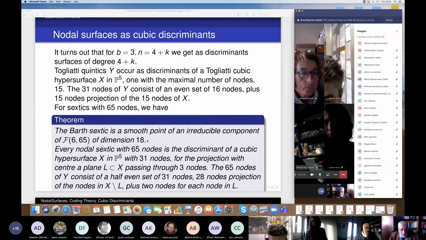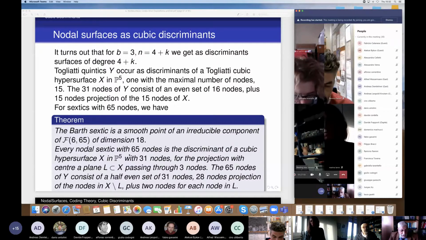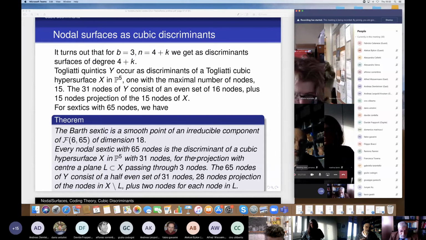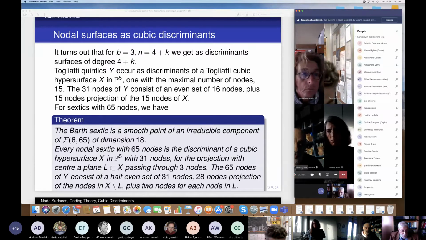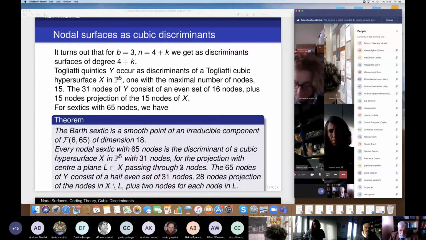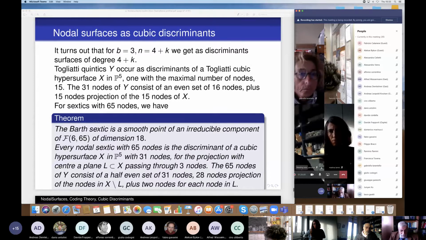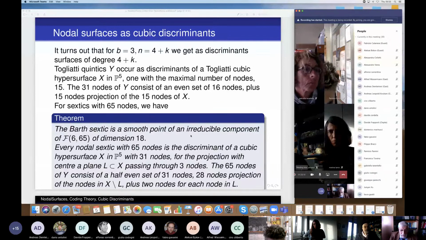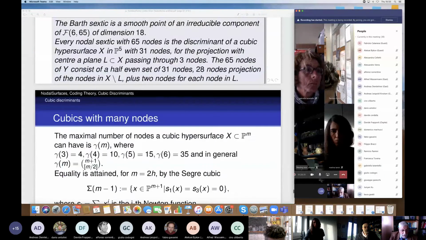The bar sextic is a smooth point of an irreducible component of this variety of dimension 18, and it is a discriminant. Each such sextic with 65 nodes is the discriminant of a cubic hypersurface with 31 nodes, for the projection with center a plane passing through 3 nodes. So this is a description of these sextics, similar to the case of quintics, and it allows us to show that you get an explicit family.